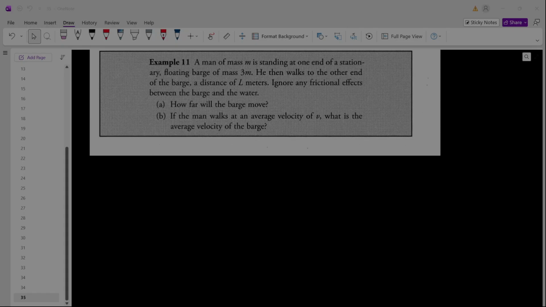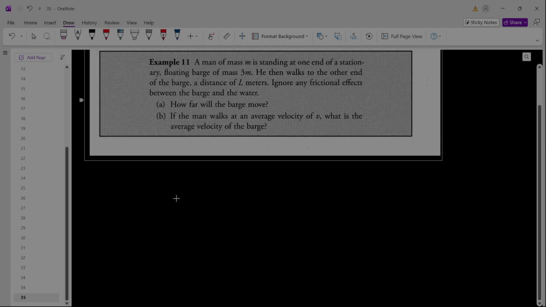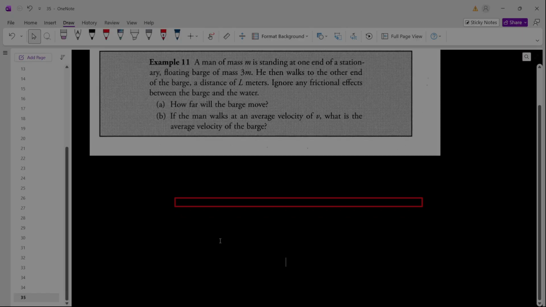So a man of mass small m is standing at one end of a stationary floating barge of mass 3m. So let's draw the barge first. So let's assume this is the barge. And then we have a man standing at one end of the barge, right?